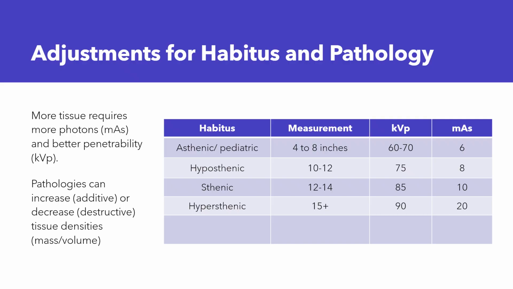Okay. Adjustments to technique for habitus and pathology. So we started out with a baseline of about 85 for our average patient. Our average patient is going to measure from, and this is from anterior to posterior, about 12 to 14 inches thick. Okay. And then you can see the different gradations of habitus or body part size correspond with the different measurements. So when I say asthenic, hyposthenic, that's always less than average. Hypersthenic is always more than average.